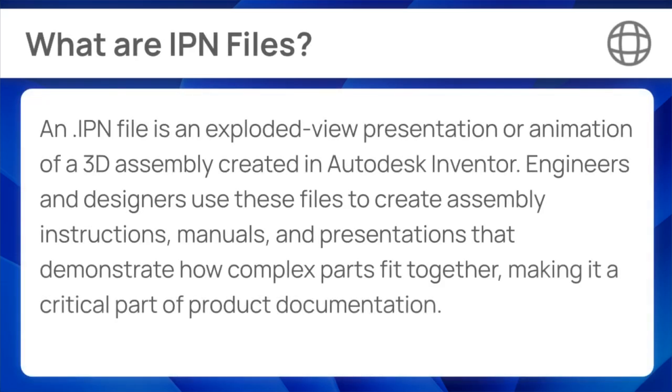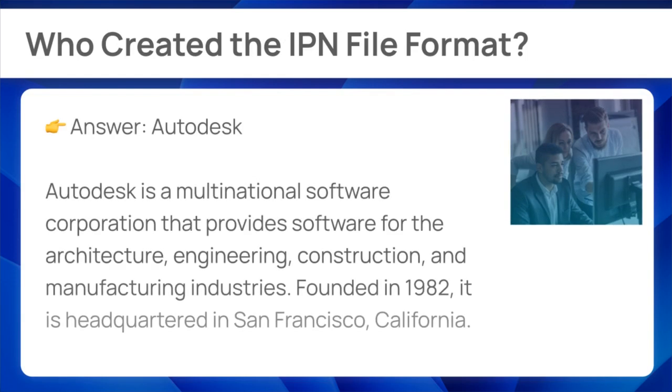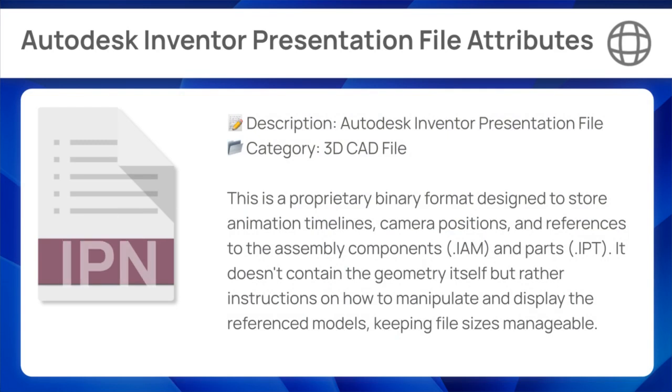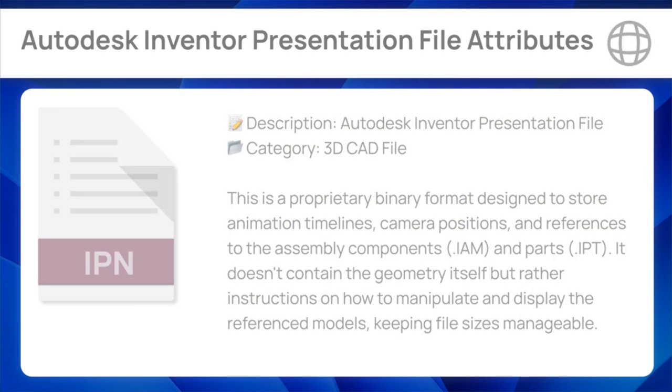An IPN file is an exploded view presentation or animation of a 3D assembly created in Autodesk Inventor. Engineers and designers use these files to create assembly instructions, manuals, and presentations that demonstrate how complex parts fit together, making it a critical part of product documentation. This is a proprietary binary format designed to store animation timelines, camera positions, and references to the assembly components, IAM, and parts, IPT. It doesn't contain the geometry itself, but rather instructions on how to manipulate and display the reference models, keeping file sizes manageable.